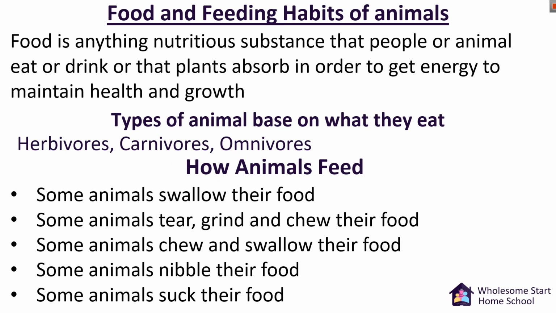Then we talk about how animals feed. Some of them swallow their food whole, for example frogs and snakes. And we have those that tear, grind, and chew. Mostly they are carnivores. For example, we have the lion, the tiger, even the eagle. They tear and they grind and they chew.